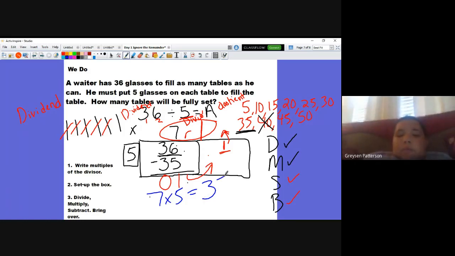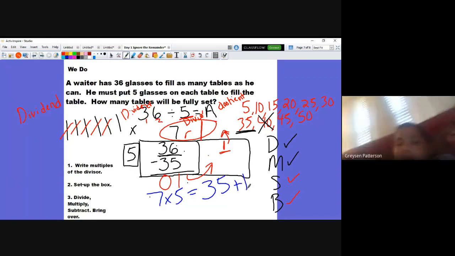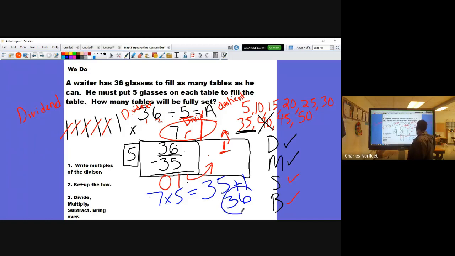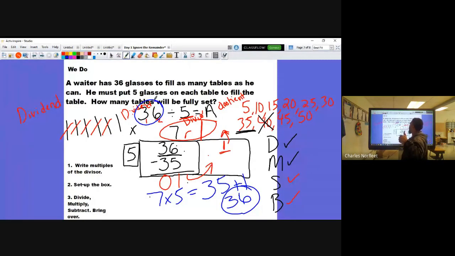All right, so 7 times 5 is equal to what, Grayson? 35. And then I have to add my remainder, which gives me what? 36. 36, my man. Is that 36 the same as our dividend? Are these the same numbers? Yes. This 36 and that 36. That means our answer is correct. So now we're ready to move back.